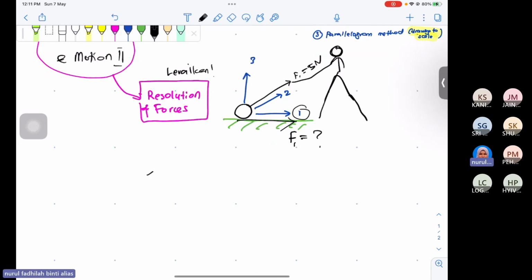Jadi kalau you tengok, kita buat macam bentuk graf kan? Ni graf Y axis, ini X axis. Force dekat sini, F1. Kita nak leraikan dekat bahagian Fx. Jadi kalau you tengok segitiga, kan?